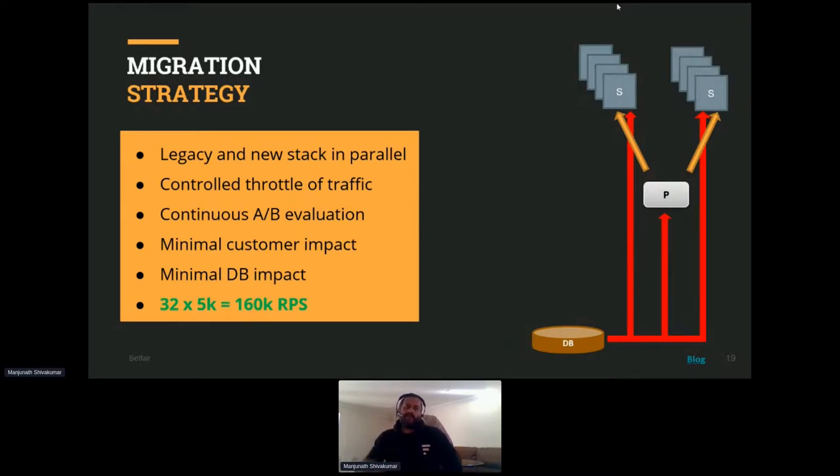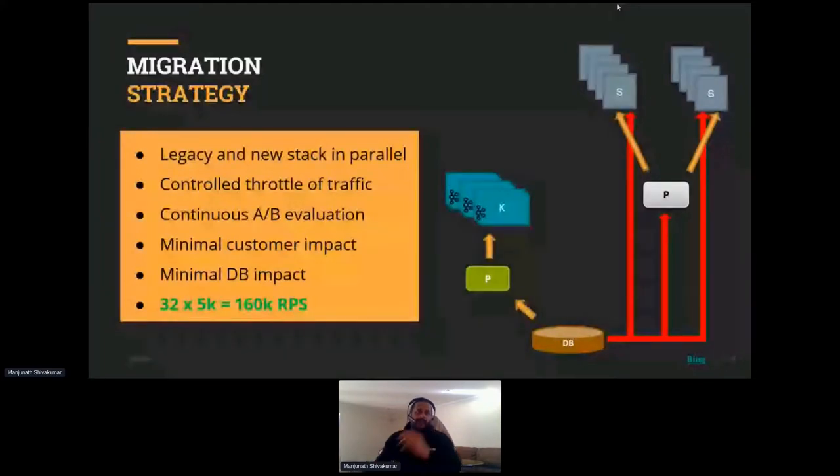So all of this was possible because we were able to have a Kafka based architecture with Kafka at the center. And there was minimal customer impact, minimal DB impact. And finally, we were able to scale up to 32 nodes with each host being able to support around 5,000 requests. So that's about 160,000 requests per second in total.